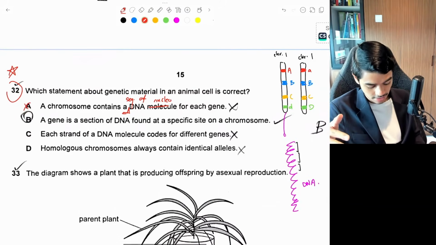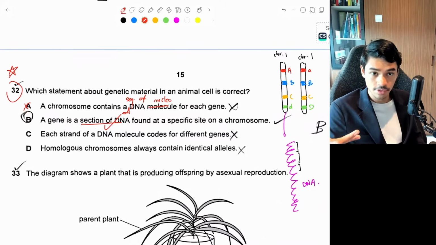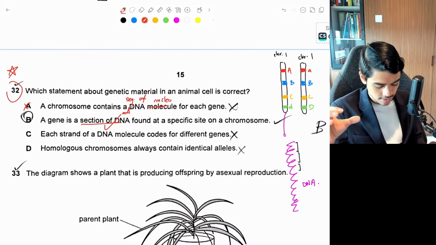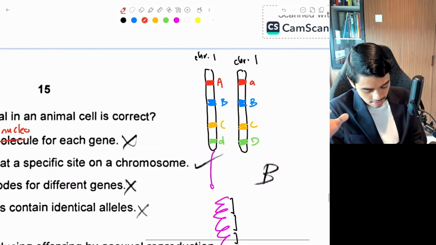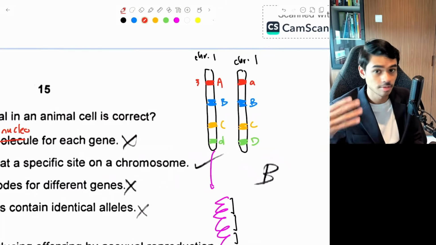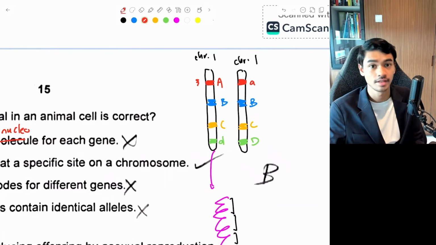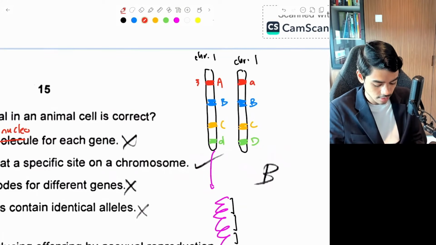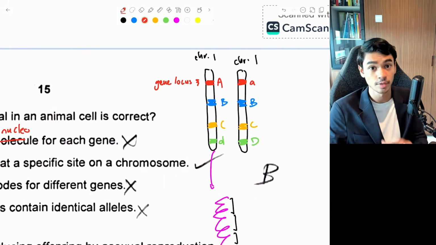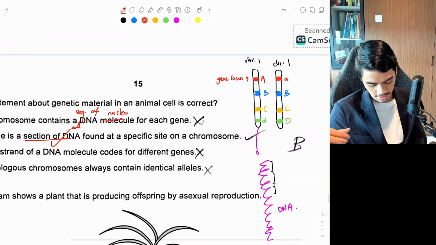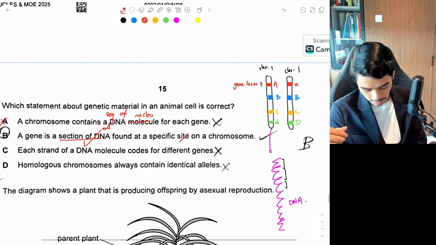Gene is a section of DNA. Yes, I agree with this. It's a sequence of nucleotides found at a specific site on the chromosome. Yes, this is the specific site for that gene, which we are calling gene A, responsible for trait A. And it's found at the gene locus. This is one gene locus. That just means the gene location on the chromosome. So at a specific site, the gene locus on the chromosome, B is the answer.